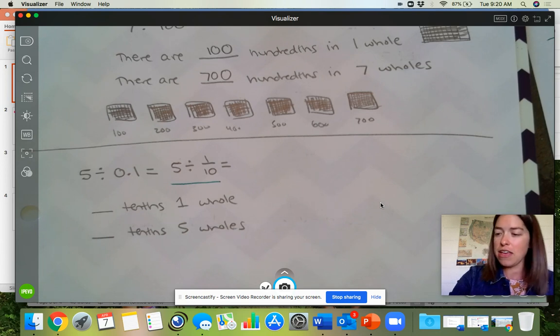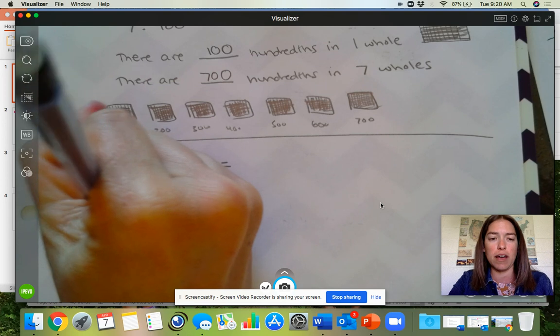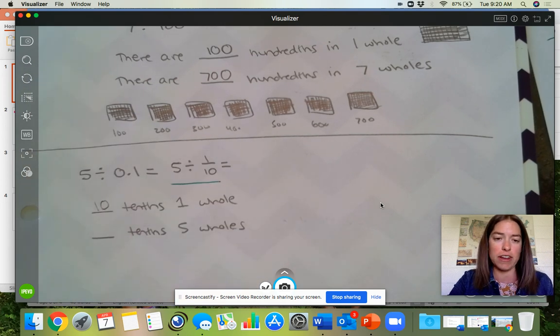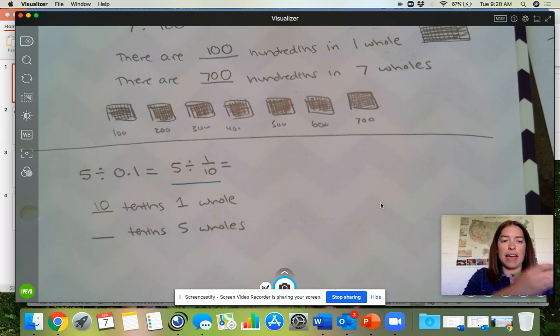All right, you got that? And write that down there, 10 tenths in 1 whole. We've already proven how we know that is true. So how many tenths in 5 wholes? I picture my 5 wholes drawn out with 10 in each one. 10 times 5, of course, we know. Go ahead and fill in how many tenths in 5 wholes.